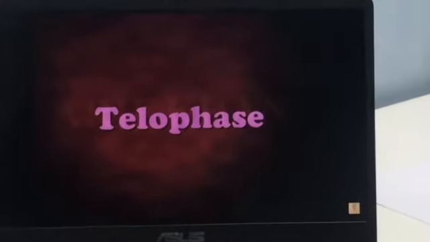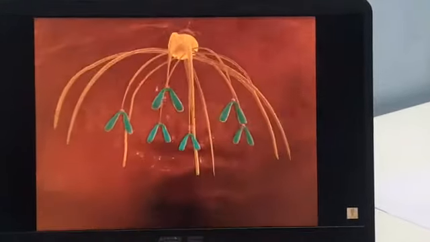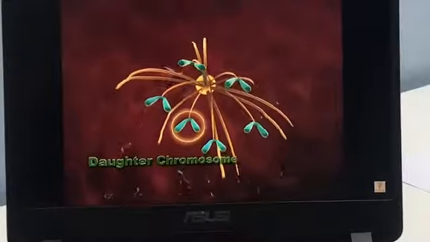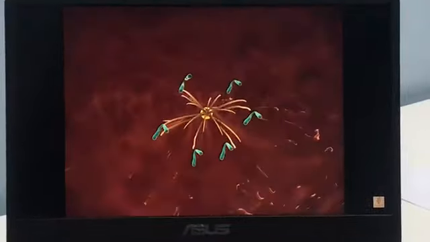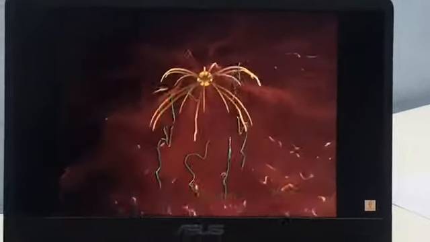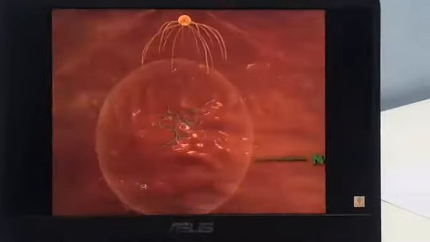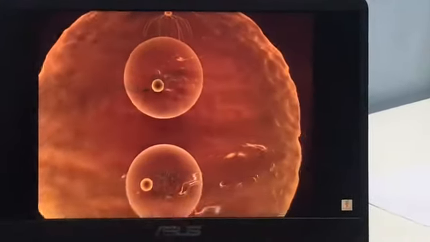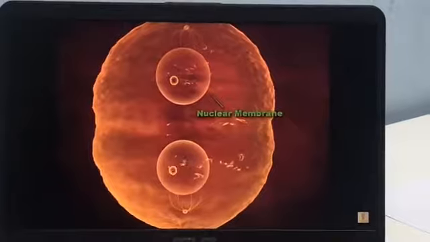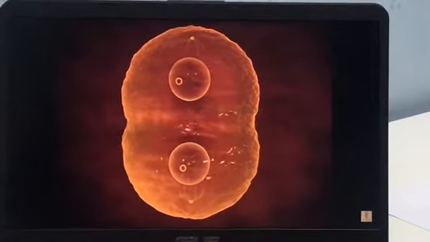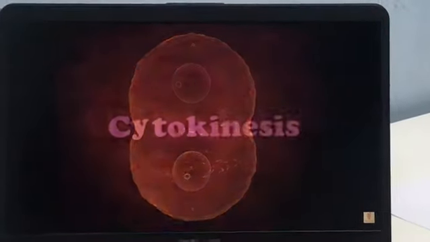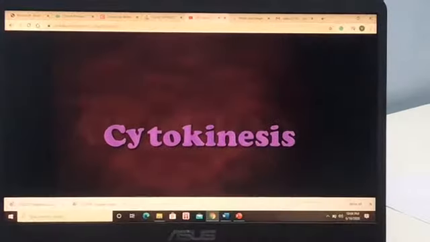Telophase. During telophase, the daughter chromosomes arrive at the pole and the chromatin starts to decoil. Also, the nuclei reform along with nucleoli. So this triggers the reformation of the nuclear membrane and the two cells are formed. Cytokinesis.